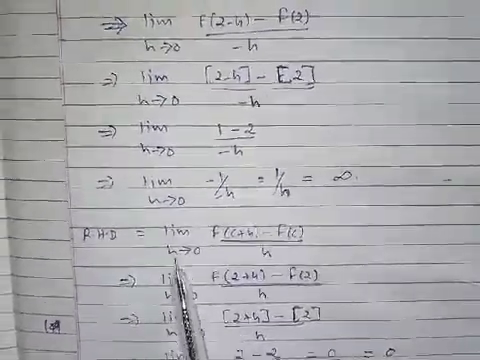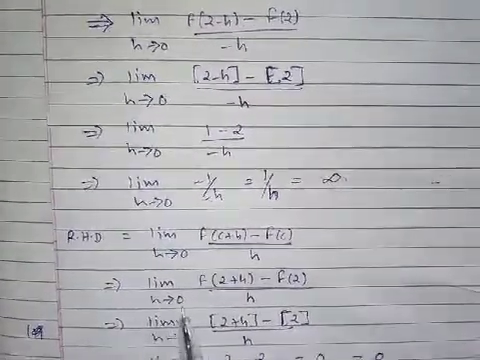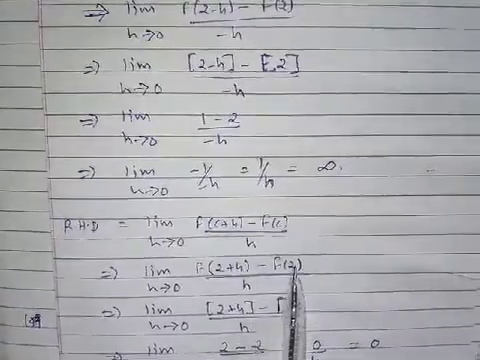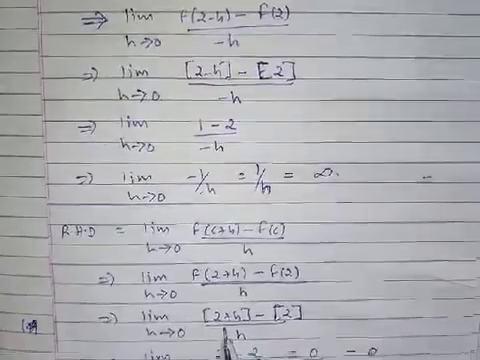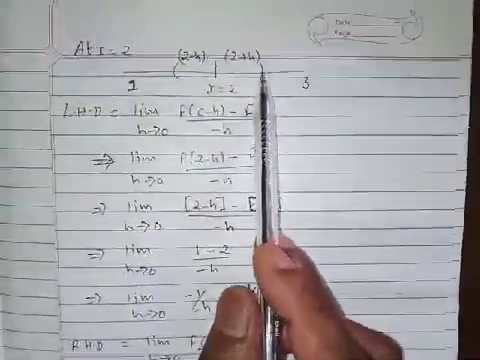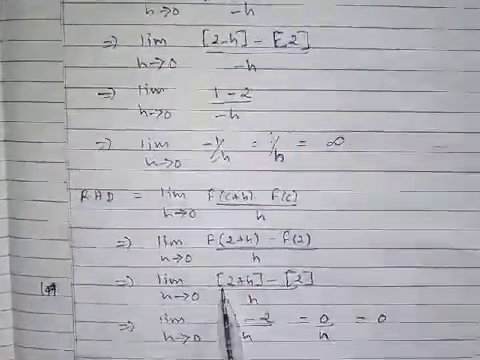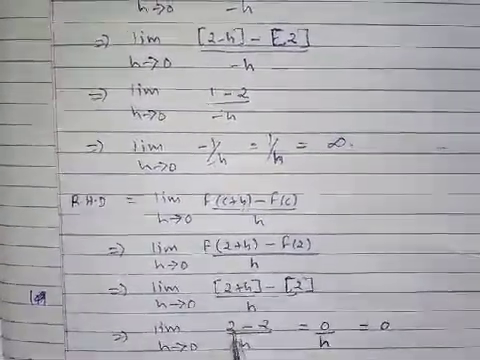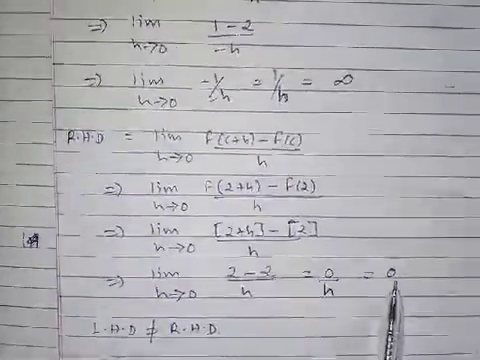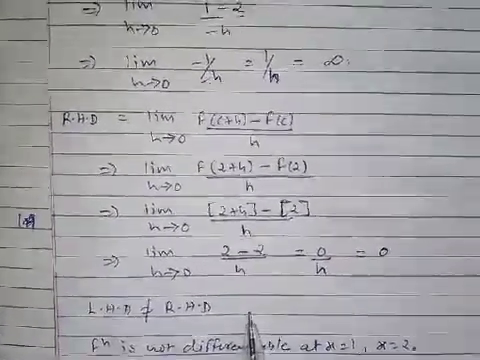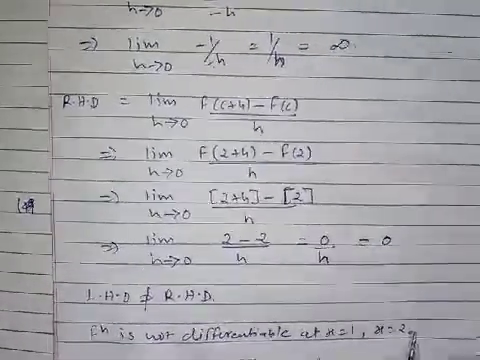RHD: limit h tends to 0, f(c plus h) minus f(c) upon h. So f(2 plus h) minus f(2) upon h. What is the left hand side of 2 plus h? 2. So the greatest integer of 2 plus h is 2 and of 2 is 2. So 2 minus 2 is 0, and 0 upon h is 0. So LHD is not equal to RHD. So the function is not differentiable at x = 1 and x = 2.